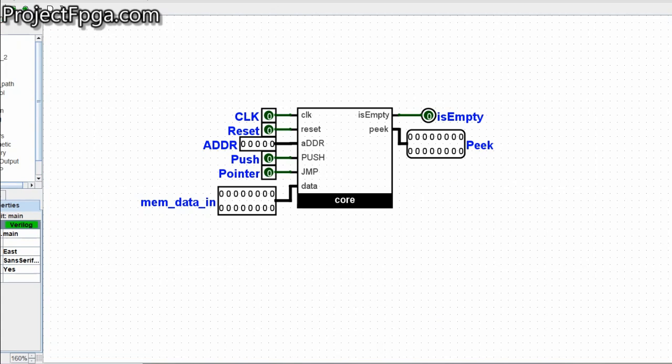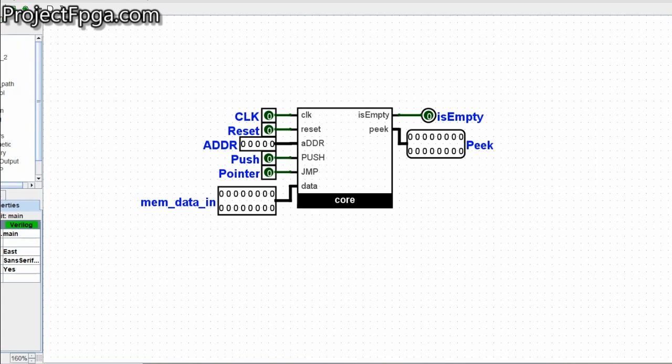When you go to my site, projectfpga.com, I made a very long explanation, the theoretical introduction to stack. But here I'll be going straight to the practical demonstration. This is the simulated circuit on Logisim.